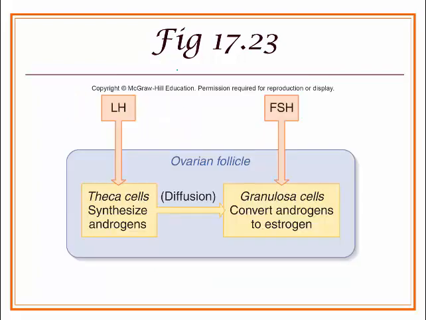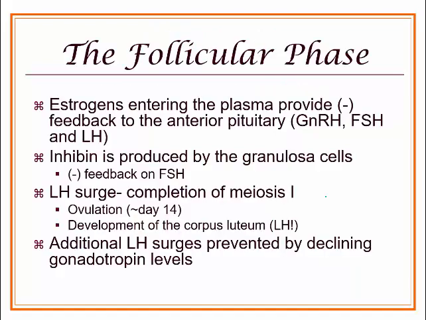Now, figure 17.23 shows us that luteinizing hormone acts on the theca, which synthesizes androgens, and the follicle stimulating hormone acts on the granulosa and causes it to produce aromatase. They don't go into the detail, they just say convert androgen. Well, it does that with aromatase, and we get estrogen. So the estrogen in the plasma from a small follicle provides a negative feedback to the anterior pituitary. This should say and the hypothalamus.